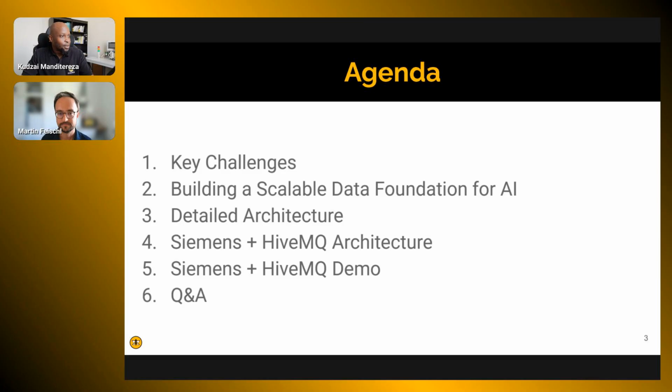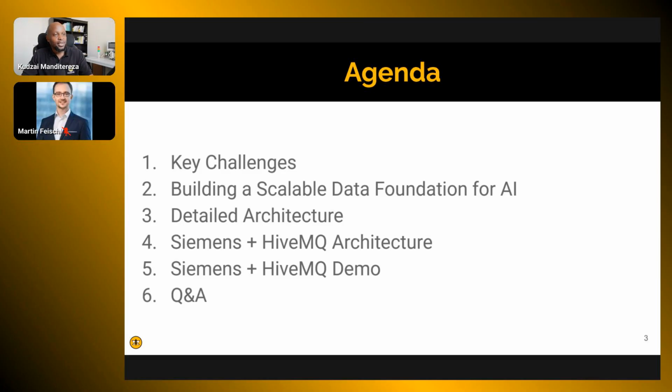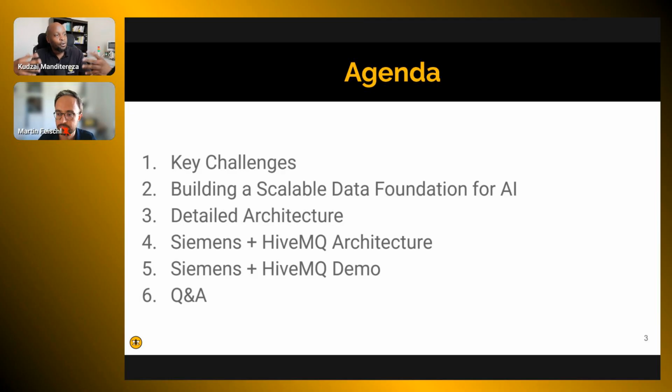Okay, so let's quickly look at the agenda for the day on what we're going to be discussing. First of all, we're going to start with the key challenges, just to talk about why a lot of industrial companies are failing to scale their AI initiatives or to get value from their AI investments. And then from there, we're going to give you an overview of how to actually build a scalable data foundation for AI. And then I'm also going to give you a detailed architecture on the different components that you need to put together to build that scalable foundation.